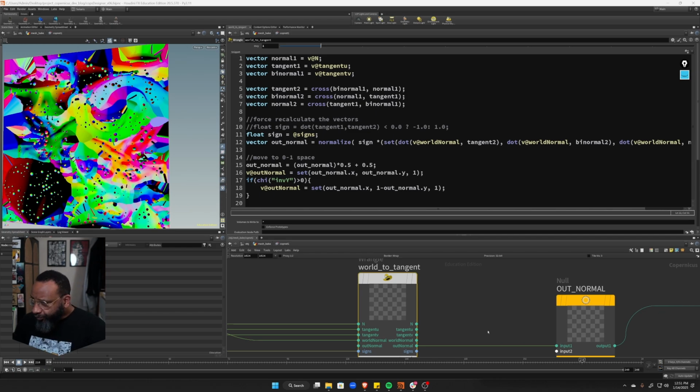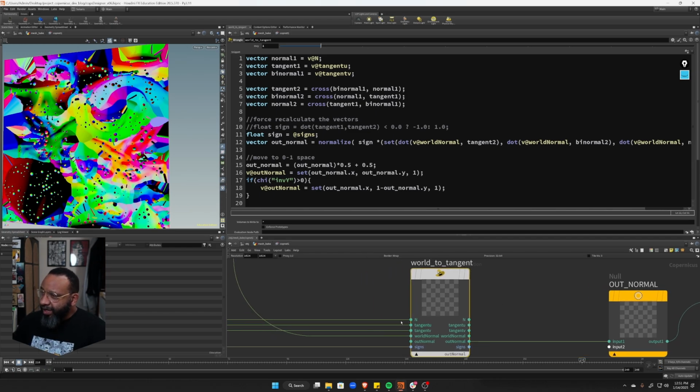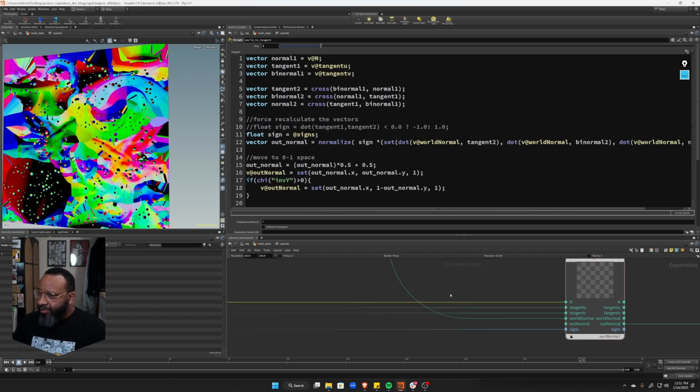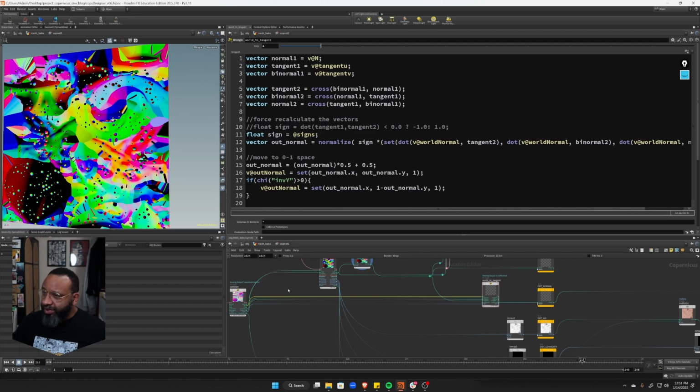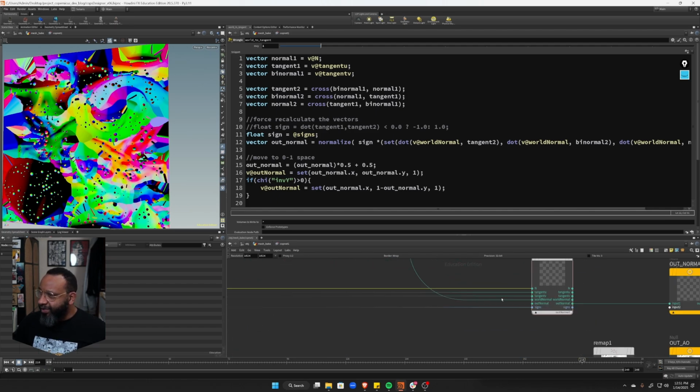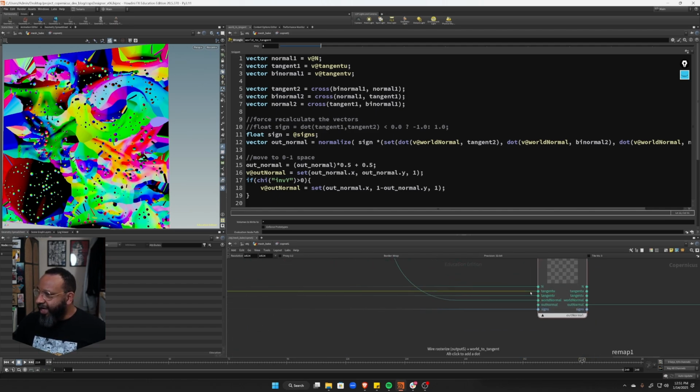Okay. So what is this thing taking in? It's taking in the normal. So this is the normal data from the low res. This is high res projected data. So I'm taking the normal, I'm taking that tangent U, I'm taking that tangent V. Those attributes came from the polyframe that's inside the import SOP.